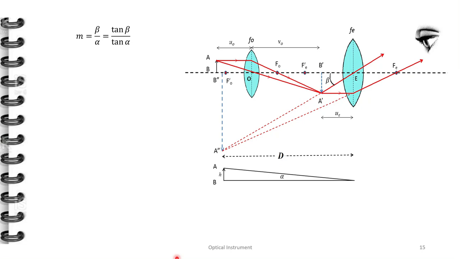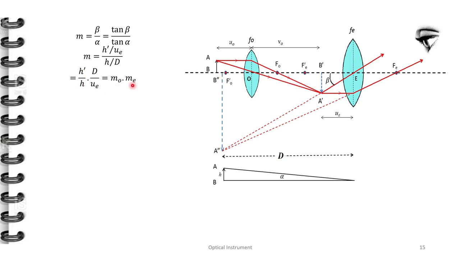Since beta and alpha are small angles, we can write beta as tan beta and alpha as tan alpha. Tan beta can also be written as h' upon UE. As you can see from the triangle A' B' E, A' B' would be the perpendicular and EB' will be equal to UE. Similarly, tan alpha can be written as h upon capital D from this triangle. On simplification, we can write M as h' upon h into D upon UE.